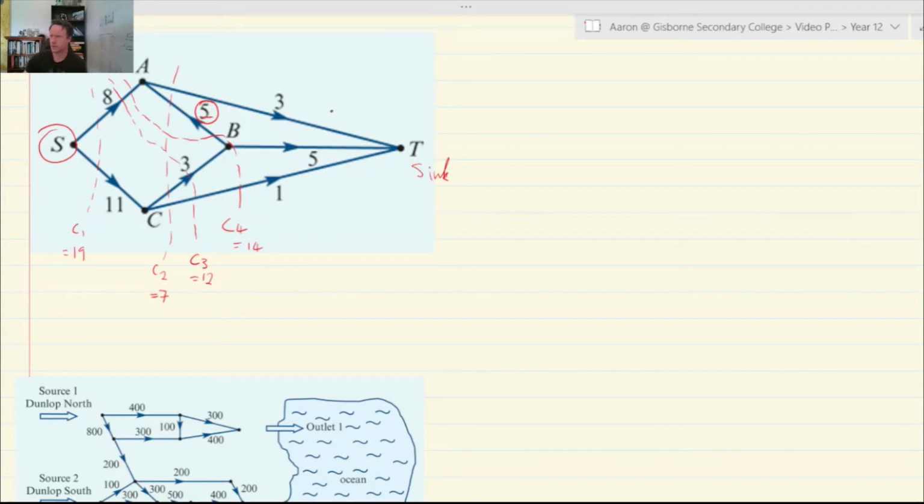And then I can see another easy cut there. Cut 5, and that's 3, 5. That's 9. Right. I think I've covered most of it. I can see one.